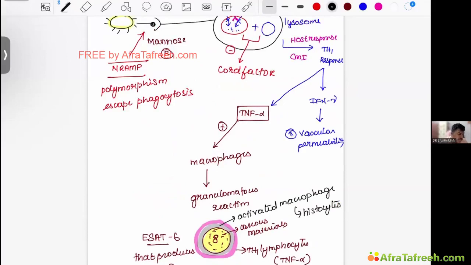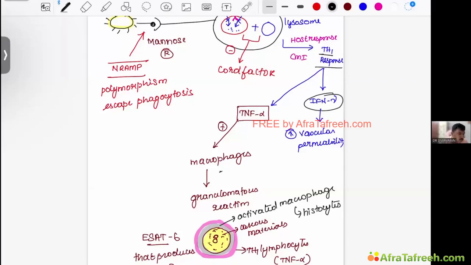Your bacilli is going to bind to the host macrophage, and this host macrophage will stimulate the Th1 response, and it is going to produce interferon gamma and TNF alpha. This bacilli will be contained inside the macrophage itself. TNF alpha will stimulate the macrophages, and macrophages will cause a granulomatous reaction. So this is the granuloma formation.